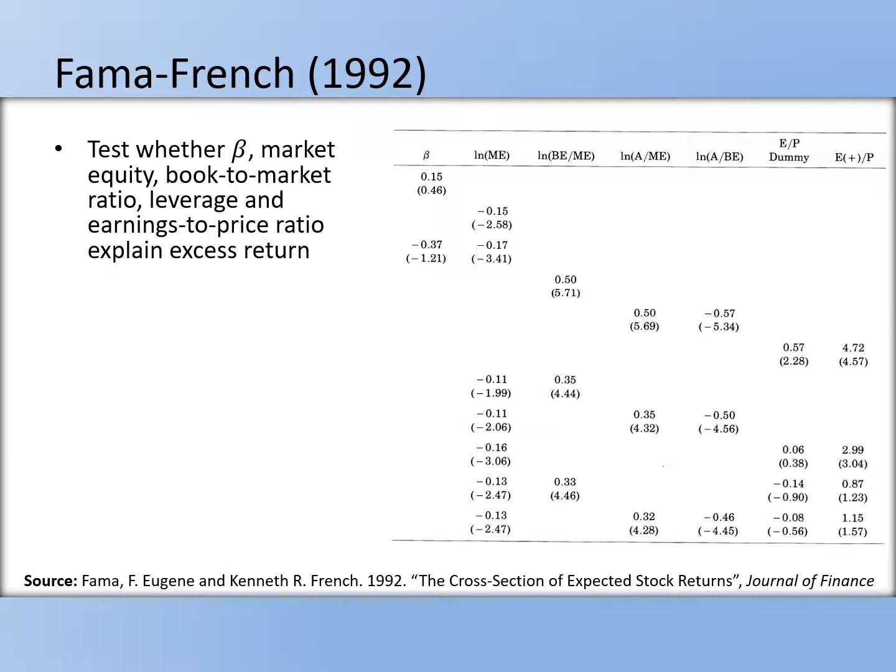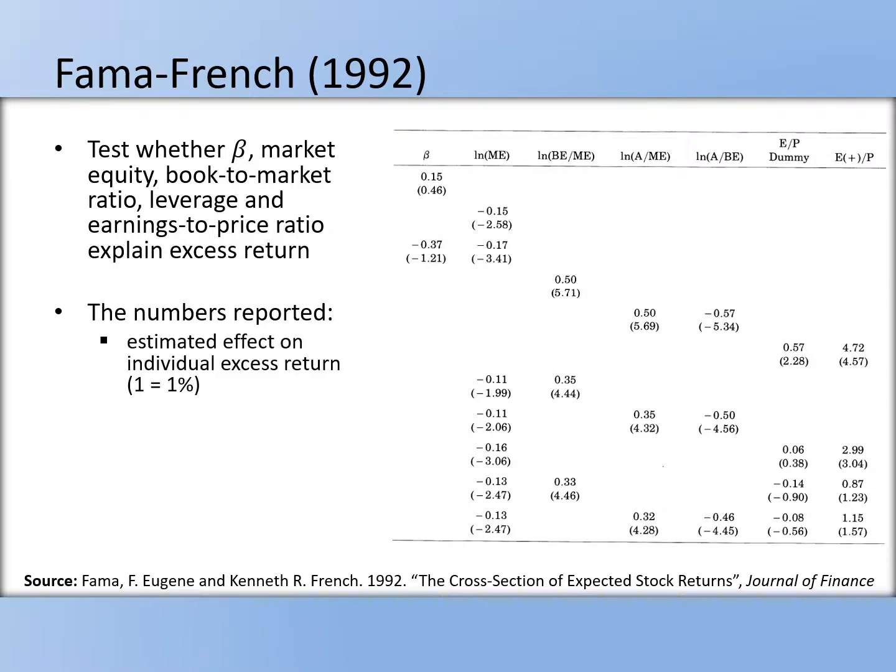Beta is not estimated in the regression. Beta is calculated by the definition in CAPM, covariance over variance of the market. And this, as I've mentioned, is also based on portfolios, not individual stocks. So if you read the paper, what they did is they sort stocks into 25 groups, and you would just use the beta from your group, right? Because that's more stable. Okay, so the numbers reported are the estimated effect on individual excess return. So the left-hand side is the excess return of the stock, right?